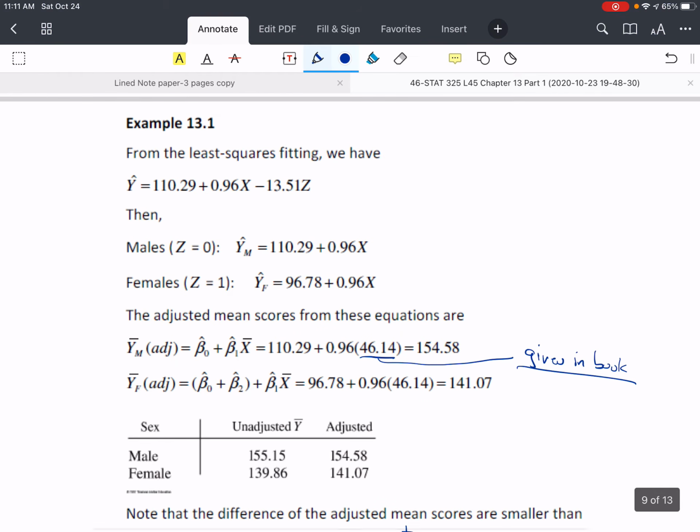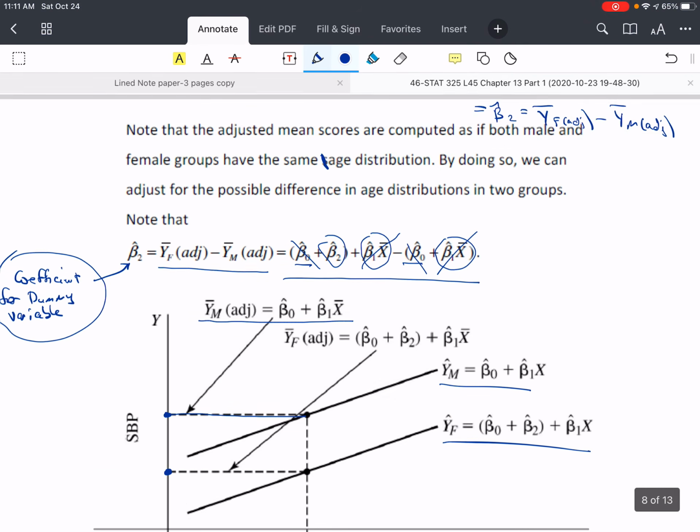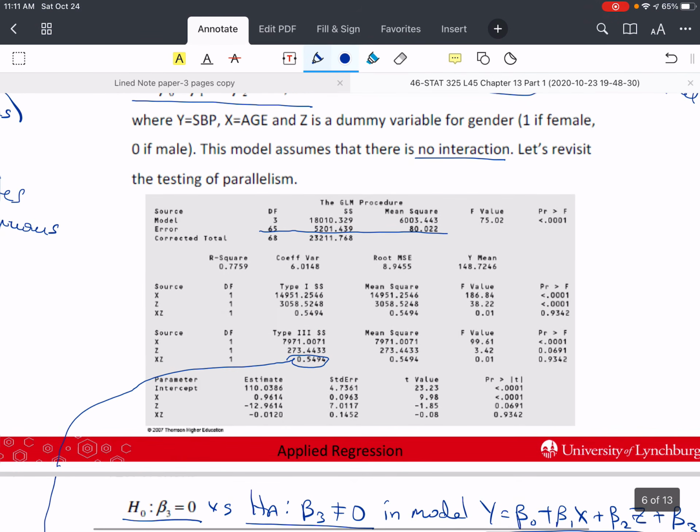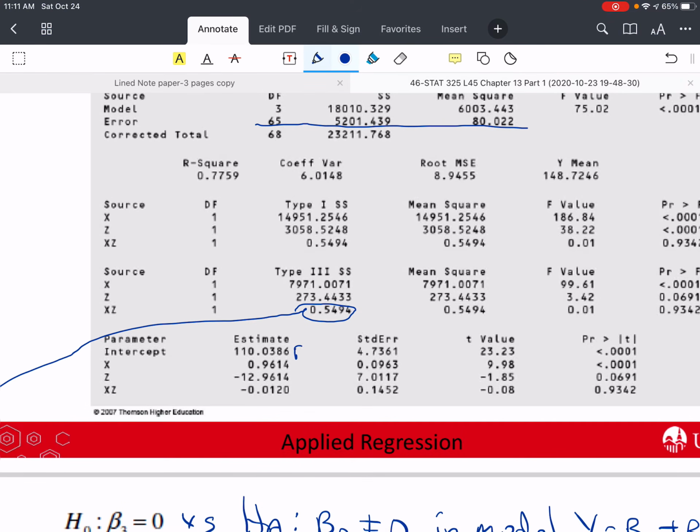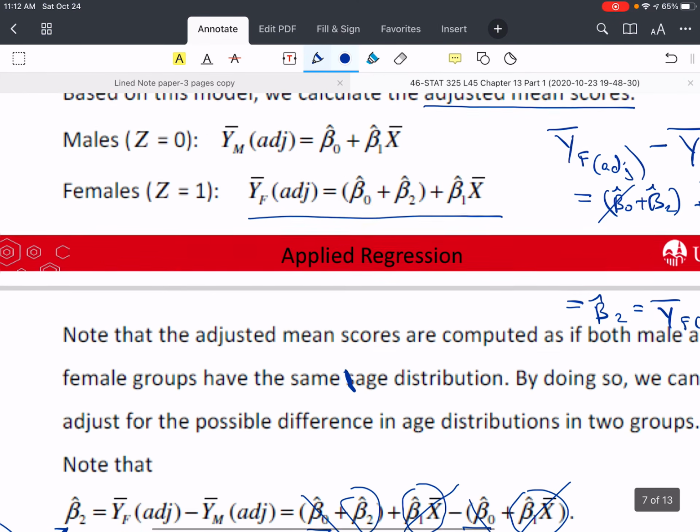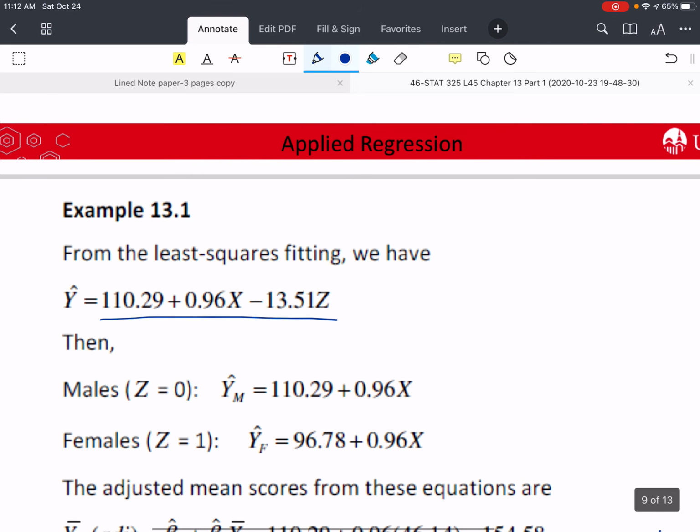So let's do an example. From the least squares fitting, we have that y hat is equal to 110.29 plus 0.96x minus 13.51z. Let's see where we got those. We've got them from right here. This is beta naught, beta 1, and beta 2. Remember that we're not using that one. We're saying that it's too close to 0, and we're leaving it out of the model after our test. So we use those coefficients and plug into our equation to get this line for y hat.